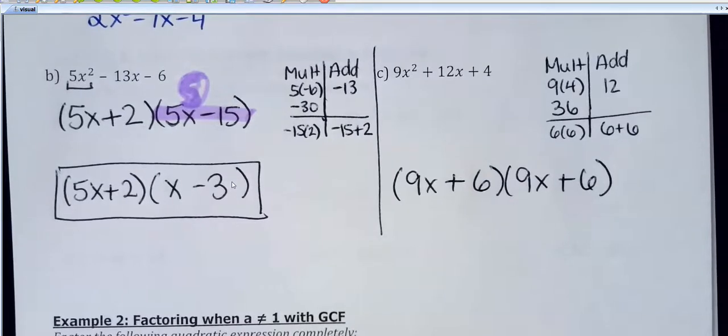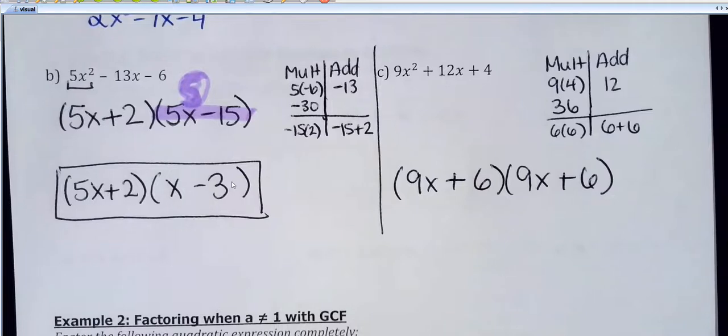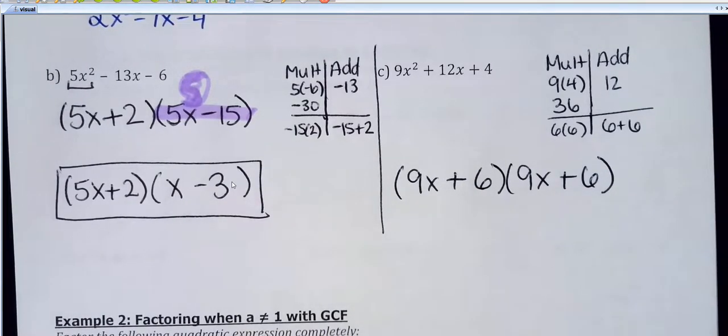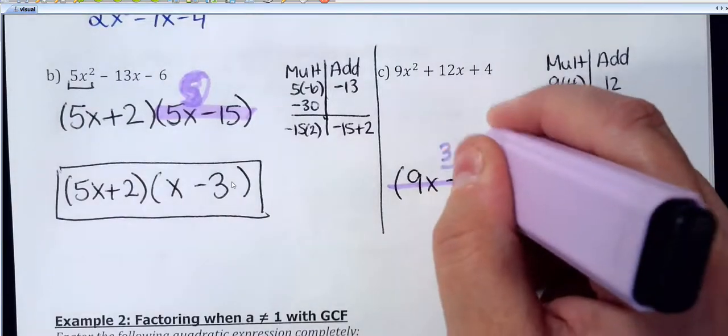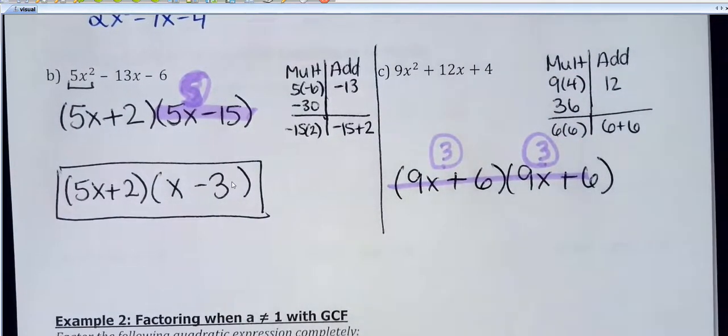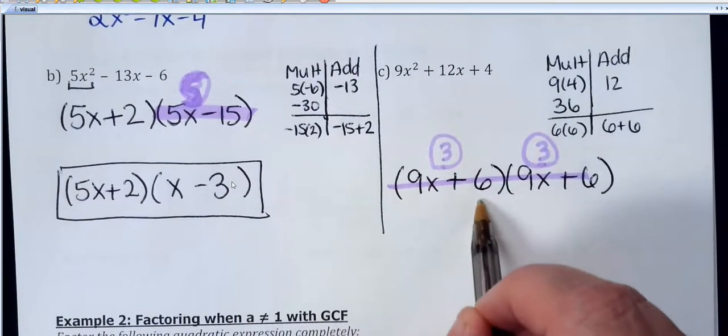Now, if we multiplied this, 9x and 9x would give us 81x squared. So that's not right. What do 9 and 6 have in common? 3. So actually neither one of these is the real factor. Both of them I could reduce by 3. To get the real factor, I don't put a 3 out in front, nothing like that. To get the real factor, just divide both of those terms by whatever they have in common.